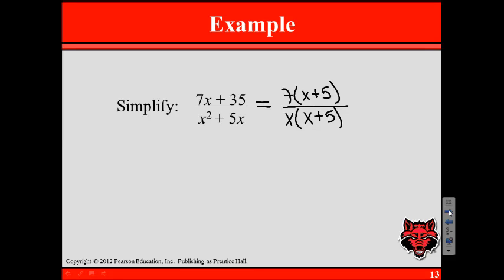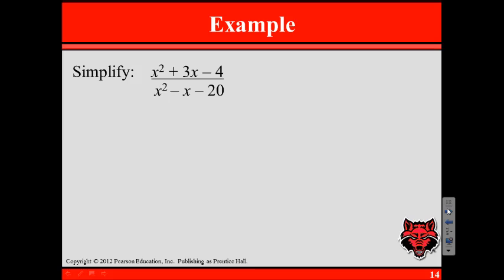And at this point, the numerator and denominator are factored as far as they can be factored. So we look at the factors in the numerator. We have 7 and we have x plus 5. X plus 5 is one factor. We don't say that's an x and a 5, just x plus 5. And in the denominator, we have x and x plus 5 as well. So the common factors are x plus 5. We cancel those, and we are left with 7 over x.